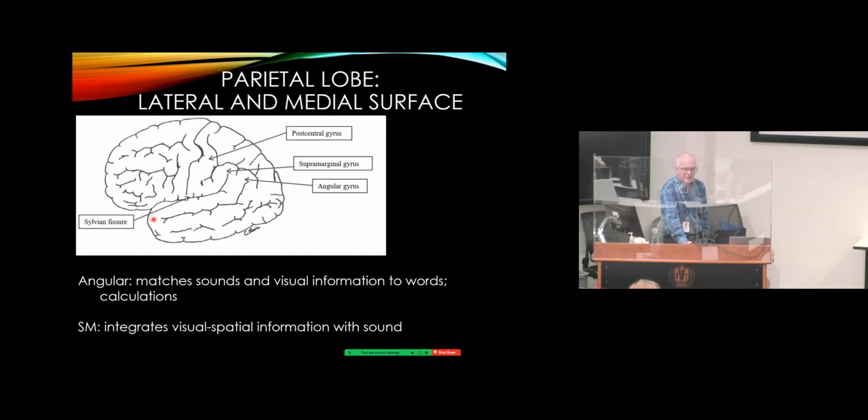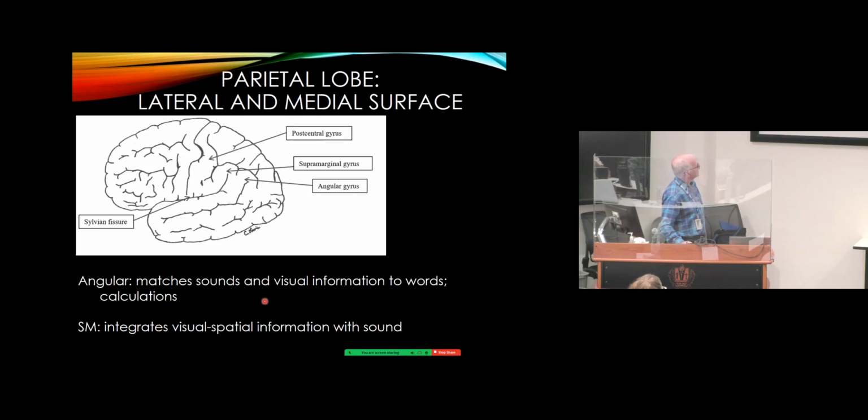Now, again, in a drawing, it's much easier. It looks like it should be easy to identify in the lab. It actually is not that easy frequently. But if you just follow the Sylvian fissure all the way back to its termination, around that, we have the supramarginal gyrus. Okay, this is part of the parietal lobe. And then if we move posterior to that, we have the angular gyrus. So these two gyri here are part of the parietal lobe.